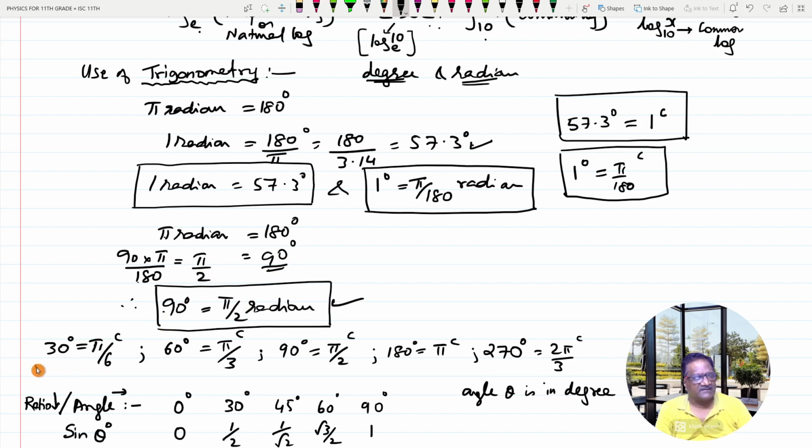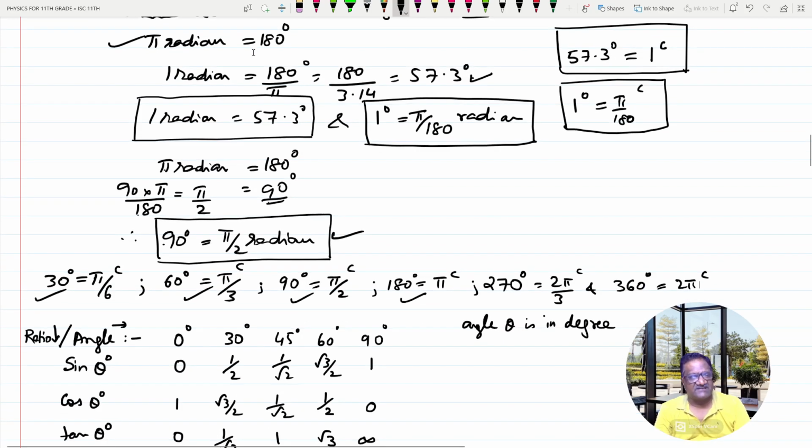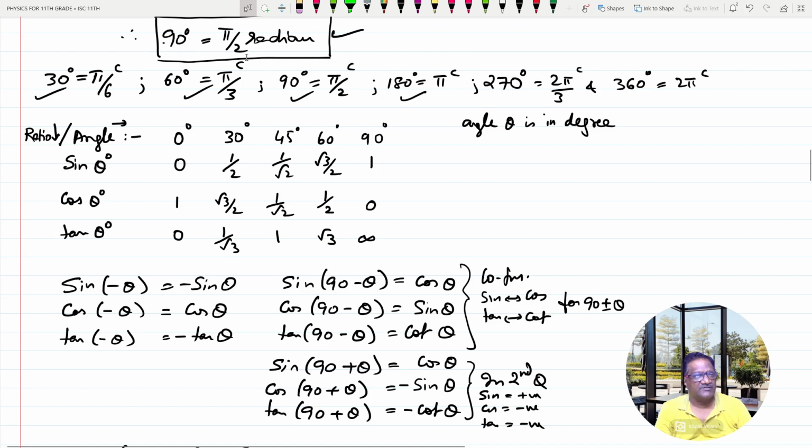In the same way, 30 degree is equal to pi by 6 radian. 60 degree is equal to pi by 3 radian. 90 degree is pi by 2 radian. I have already discussed here. 180 degree is pi radian, I have already discussed here, and 270 degree is 2 pi by 3 radian, and one more if you want, then 360 degree is equal to 2 pi radian. Okay, so this is about the relationship between the degree and the radian. If you want to convert any angle from degree to radian or from radian to degree, you can make use of this concept. Okay. Next is, let us try to understand the values of the trigonometric ratios.